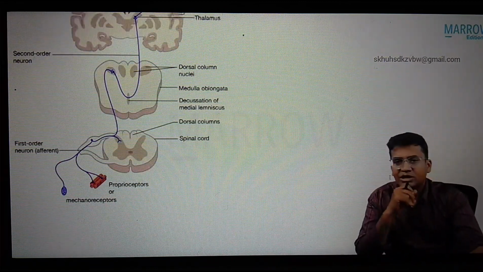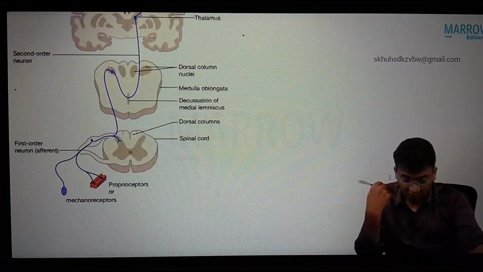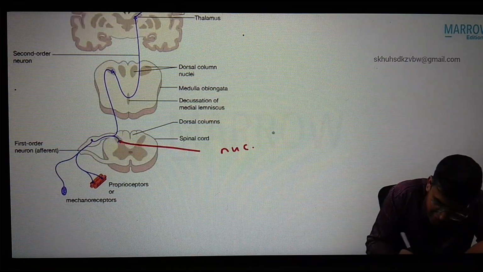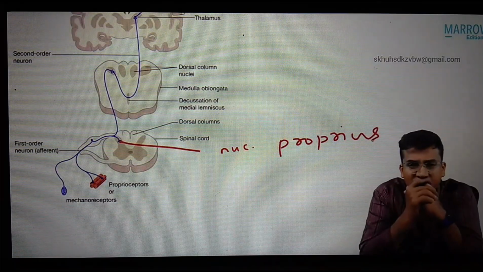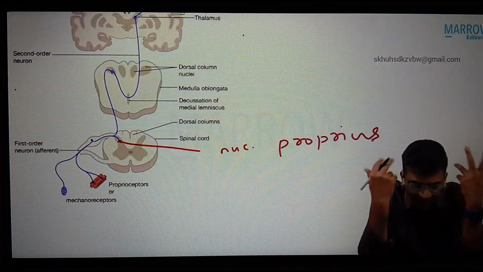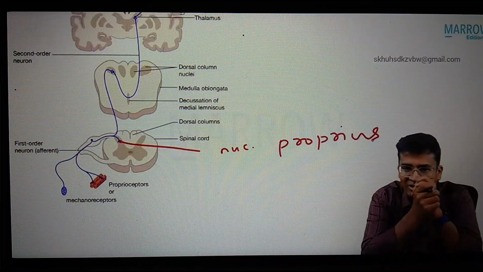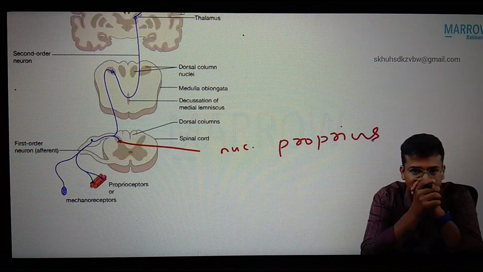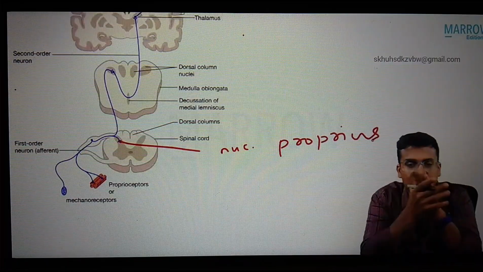Now see the diagram. I told you the nucleus for dorsal column is nucleus proprius. This is our nucleus proprius. It is a nucleus for the dorsal column tract. But most of the fibers are not coming to nucleus proprius. The majority of the fibers ascend in the spinal cord and go to the medulla, to nucleus gracilis and cuneatus. So very few fibers come to nucleus proprius.